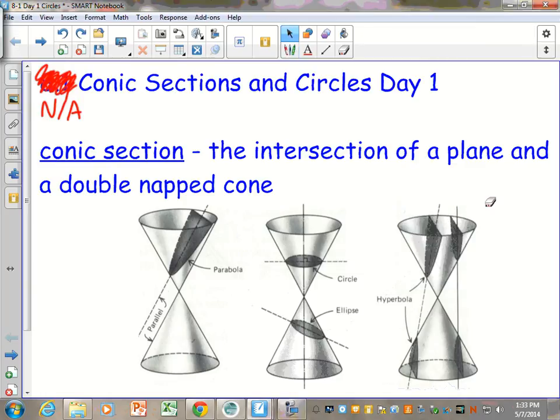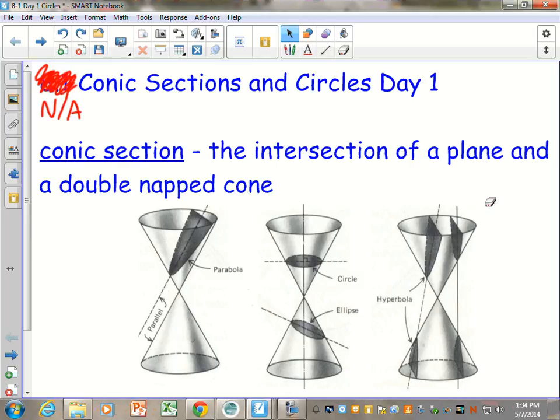Of a cone on top of a cone, and they call this a double-napped cone. Isn't that weird? I could go for a double nap. But I have these cool little shapes I'm going to show you of how you make all conic sections.